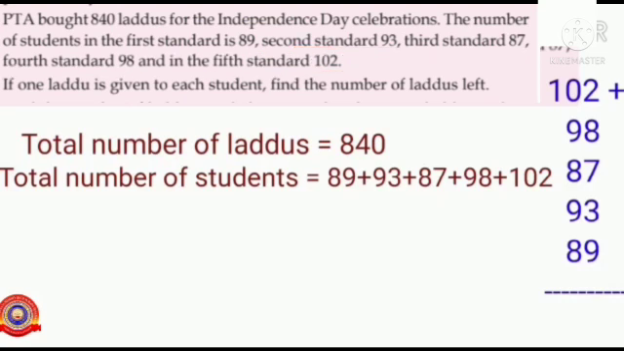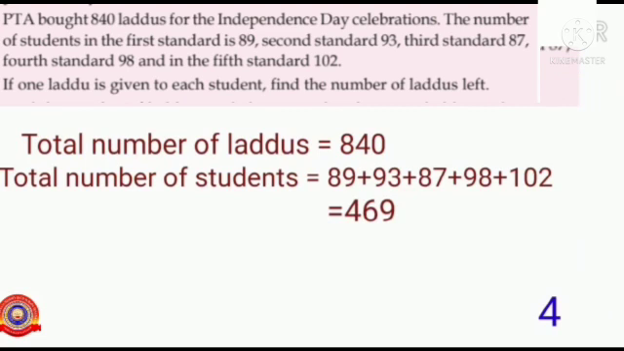8 plus 2, 10, 10 plus 7, 17, 17 plus 3, 20, 20 plus 9, 29. Write 9 here to carry over. 9 plus 2, 11, 11 plus 8, 19, 19 plus 9, 28, 28 plus 8, 36. Write 6 here, 3 carry over. 3 plus 1, 4. So, total number of students equals 469.